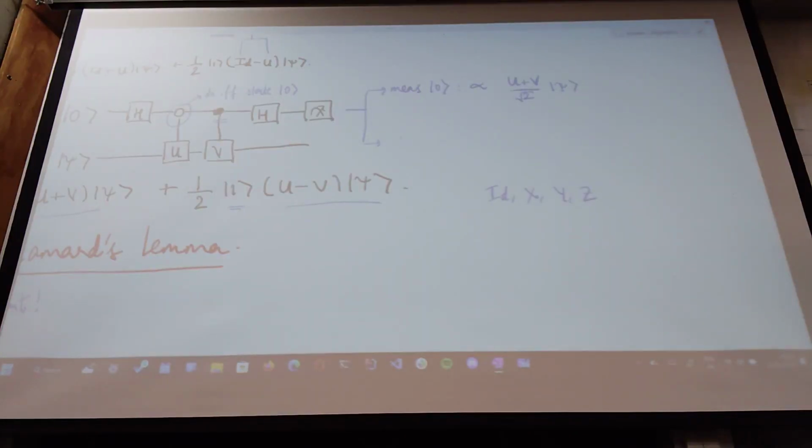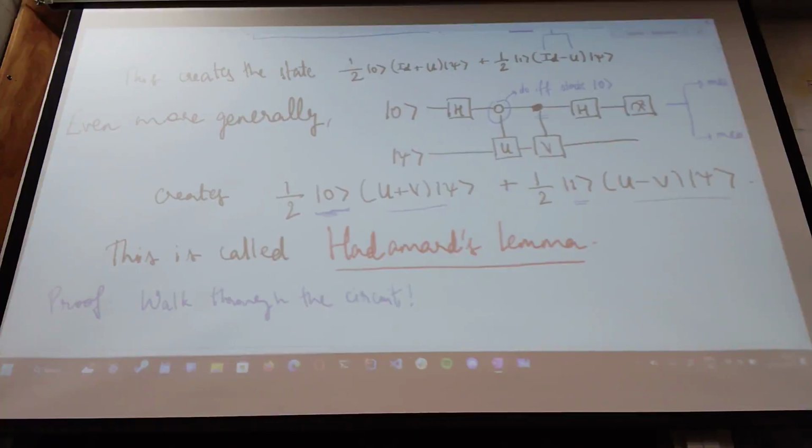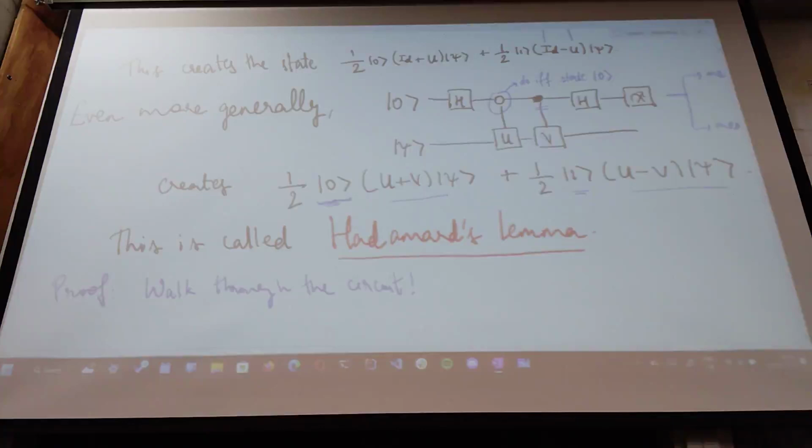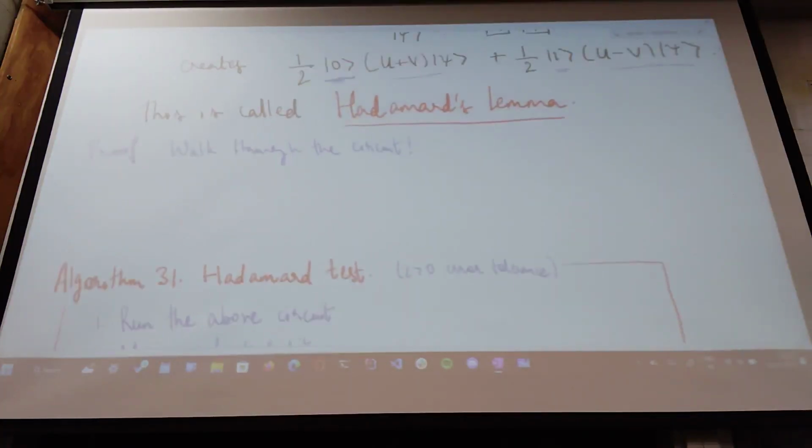Now similarly, if you measure 1 here, any takers for what the state would be? Yeah. U minus V divided by 2 or square root of 2. It would be something proportional to U minus V applied to psi, and the proportionality factor is just 1 over square root of 2. Again, you should verify this for yourself. You should never take stuff at face value, and you should always assume that the other person is lying.